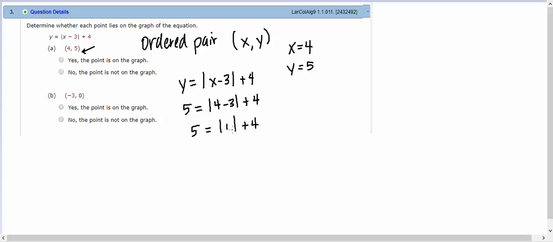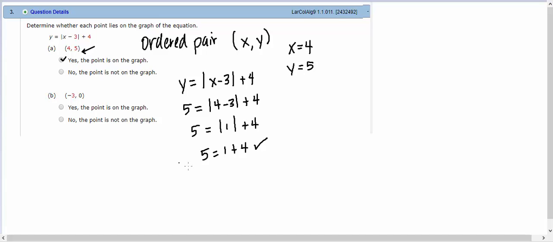So remember, the absolute value says make it positive. If it's positive, leave it positive. If it's negative, make it positive. Some students confuse this. It's not flip the sign. It's just make it positive. And in this case, it's already positive, so it's just 1 plus 4. And so 5 is, in fact, 1 plus 4. So we would say, yes, this point is on the graph.